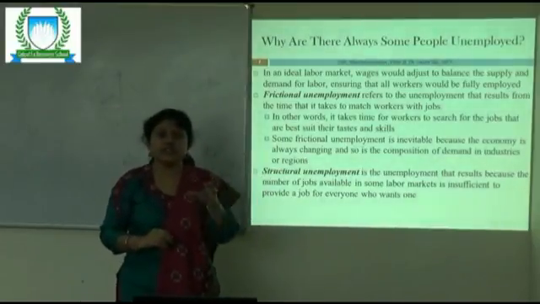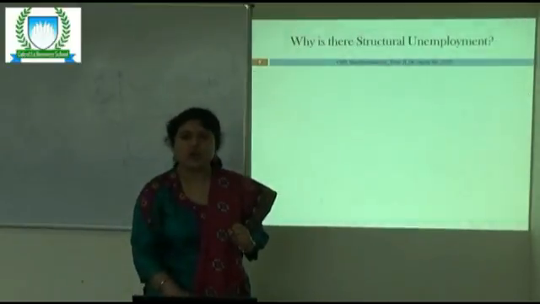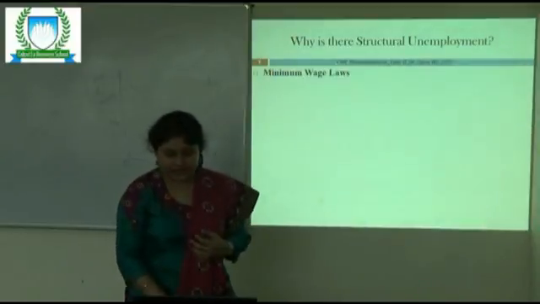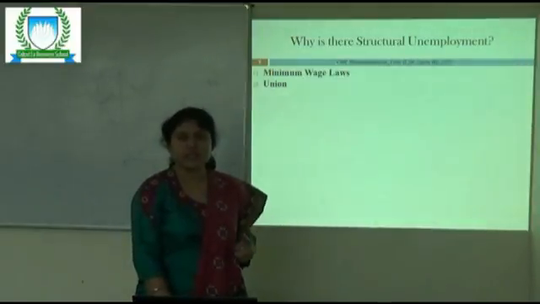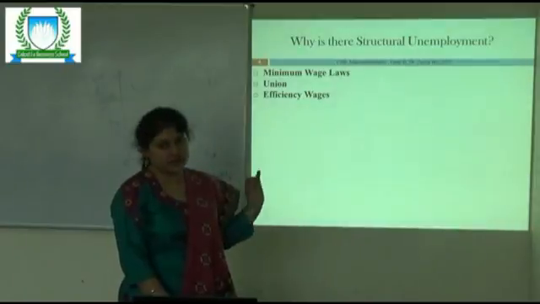Now, to find out the reasons behind structural unemployment, there are some reasons that we already found out. One is the minimum wage laws. Second, the union formation, and third is the efficiency wage theory. Now I will go through these one by one.